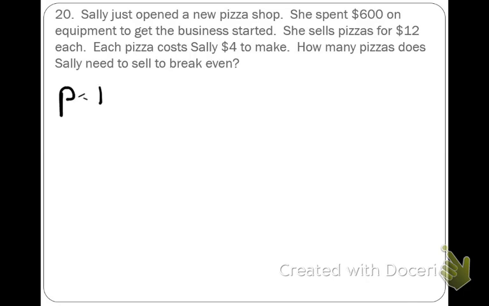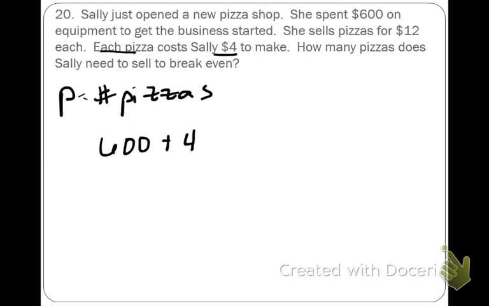Right? P is the number of pizzas. That's what we don't know. Okay, now what are her costs? She spent $600. And her costs, we add to her cost every time she makes a pizza. We're adding $4 each pizza. And there's that word each, which means you should be multiplying that $4 by something. Well, the $4 we're going to multiply by is the number of pizzas, which we don't know, which is P.